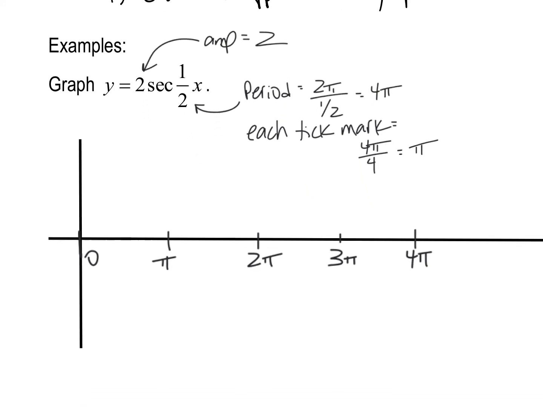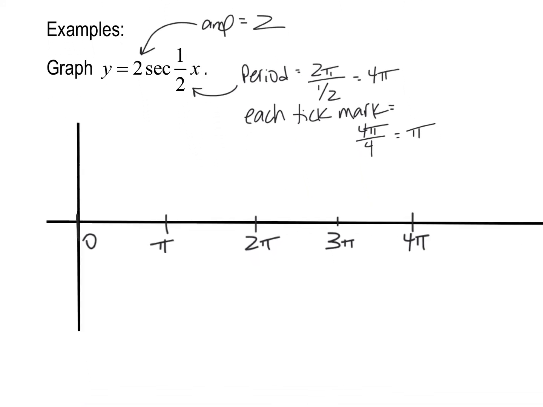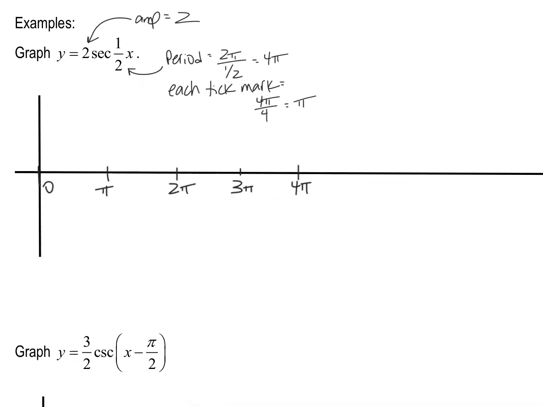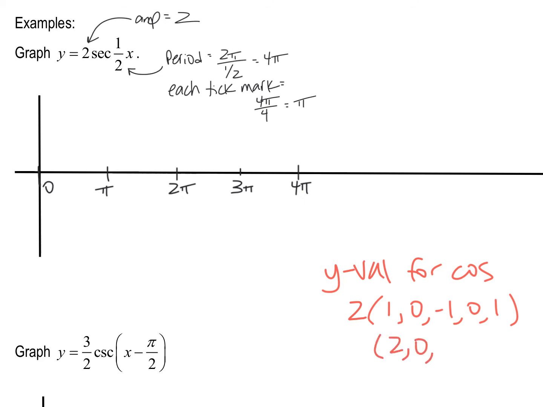So I have my x-axis labeled, but remember how secant goes with cosine? So that means what I need to do is remember what my y values are for cosine. Y values for cosine: the cosine of 0 is 1, 0, -1, 0, 1. And what I need to do is modify this by multiplying by 2. Remember, the amplitude here is 2. That makes my graph humpy by a factor of 2.